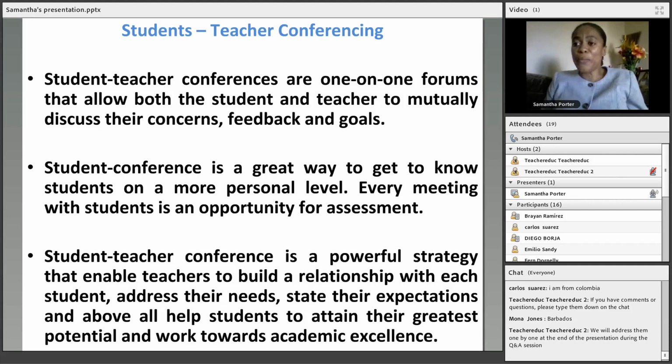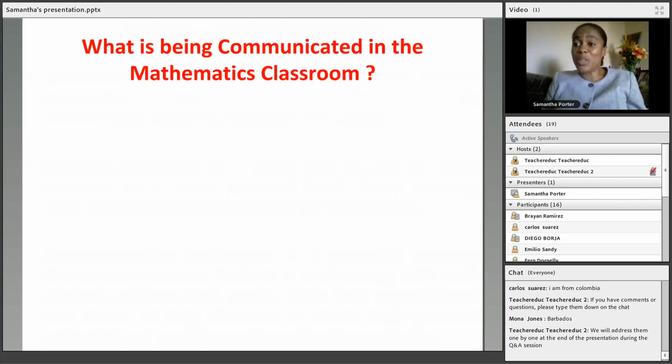It is very important that we express our expectations to our students. Sometimes students improve, they try to please us as teachers when they know what we expect of them. So this student-teacher conferencing provides the opportunity for us to meet every child on a one-to-one basis. So this is an important interaction within the classroom.